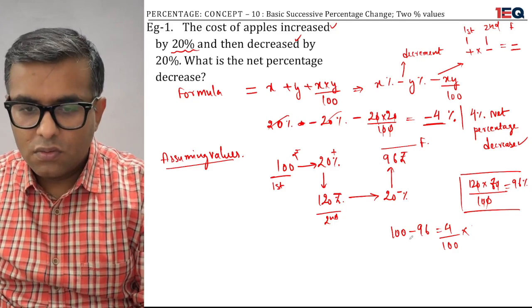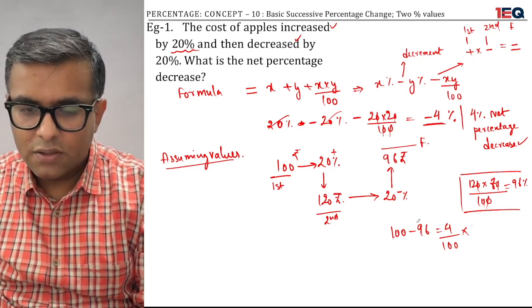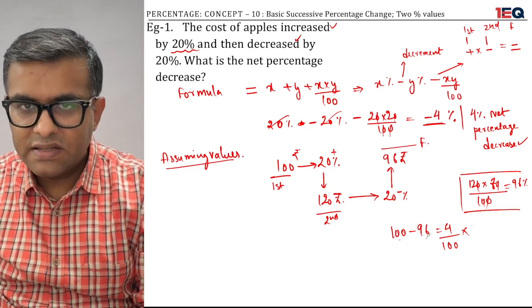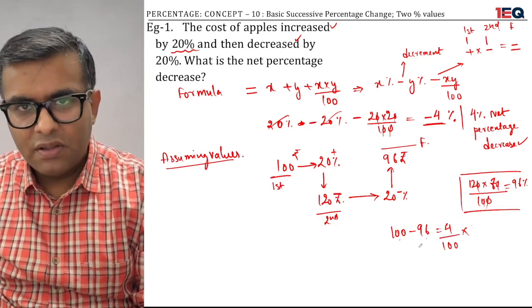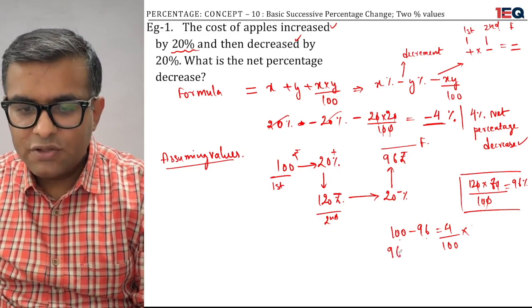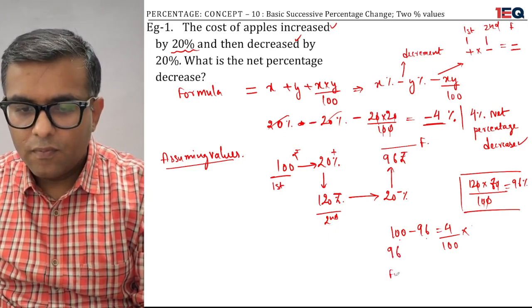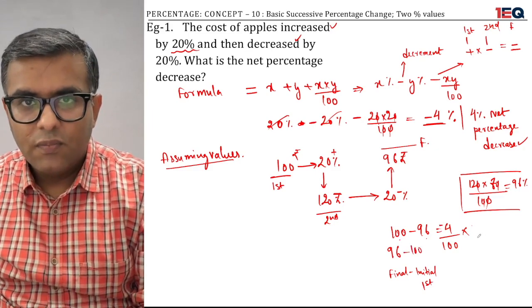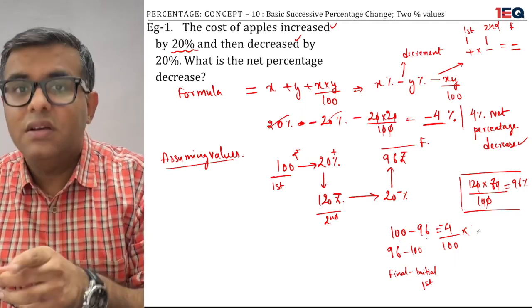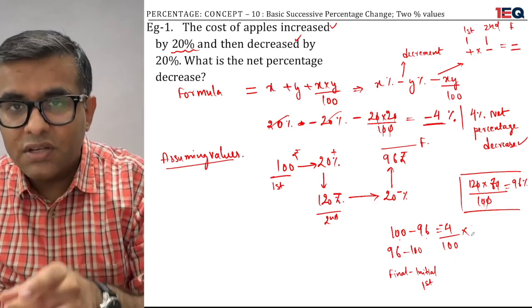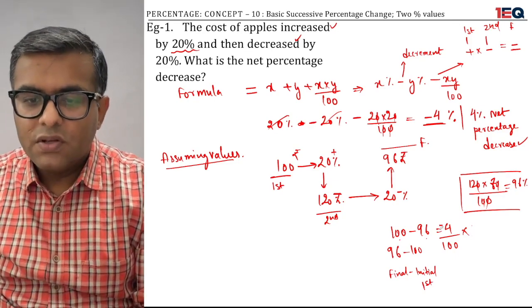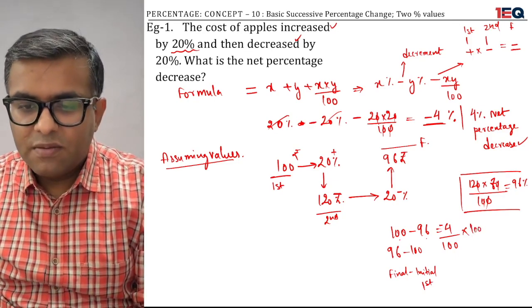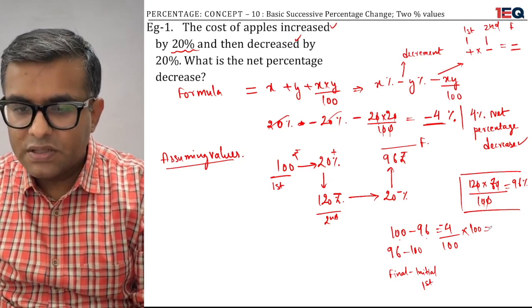I've done a very, very small blunder here. 100 minus 96 is definitely equal to 4, which will land me in the right position. But the reality is that it should be final minus initial, initial here being the first value. So it is 96 minus 100, which is equal to minus 4. The minus here denotes that there is a net percentage decrease or there is a loss. So it's minus 4 divided by 100 multiplied by 100, which would convert it into percentages.